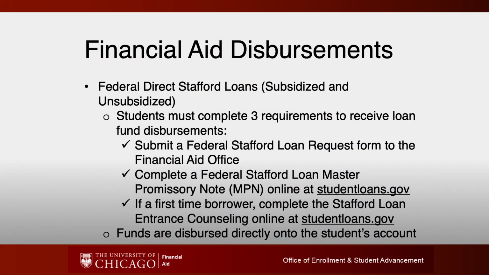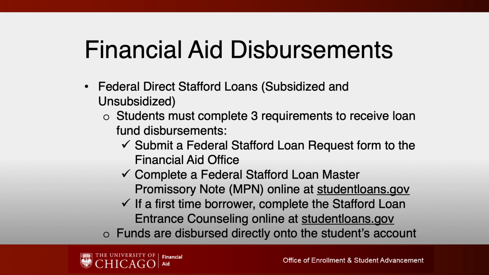Anything that the family may be borrowing in the way of loans would also, of course, be disbursed to the student accounts. If students do want to make use of their Stafford student loans, they have three requirements. One, they need to make a loan request to our office indicating that they would like to make use of the loan. It doesn't mean they are guaranteed to get it no matter what. They do need to complete the steps to actually process it, which is on studentloans.gov.